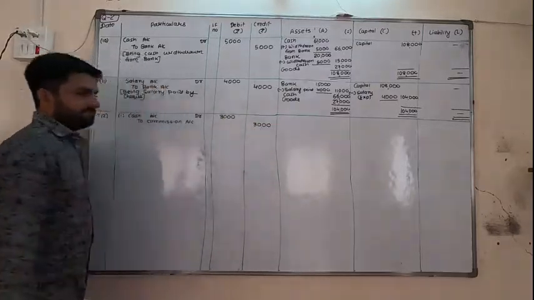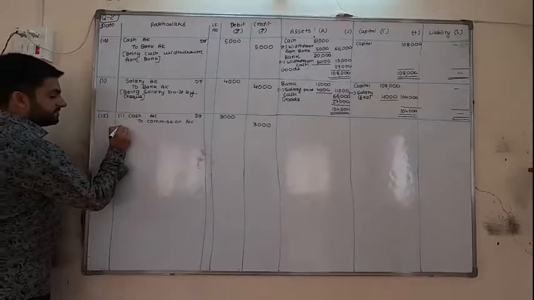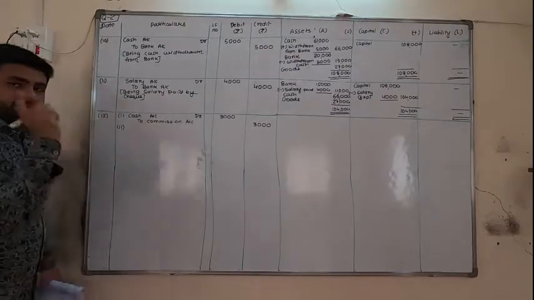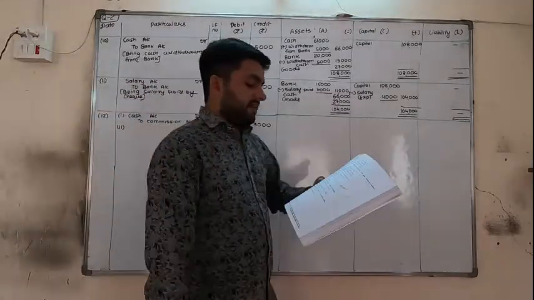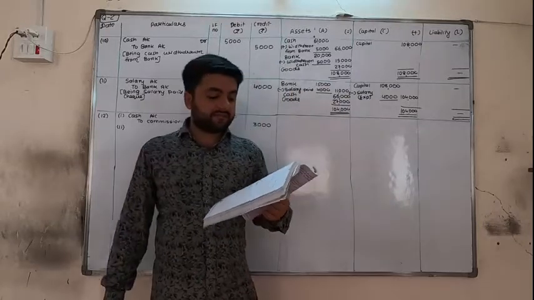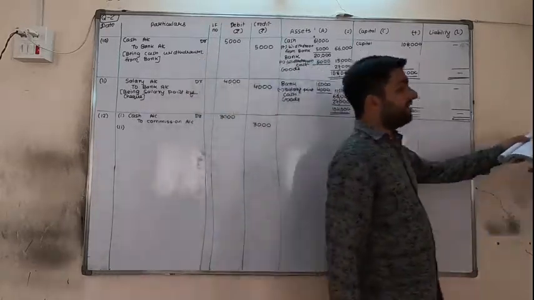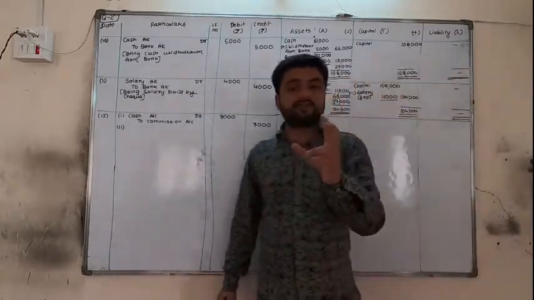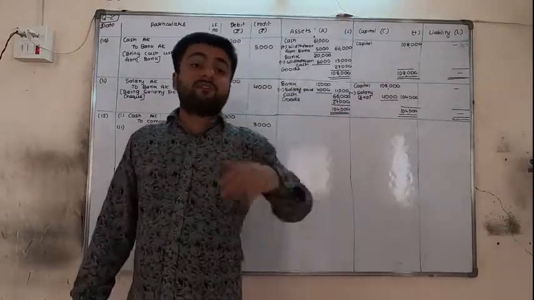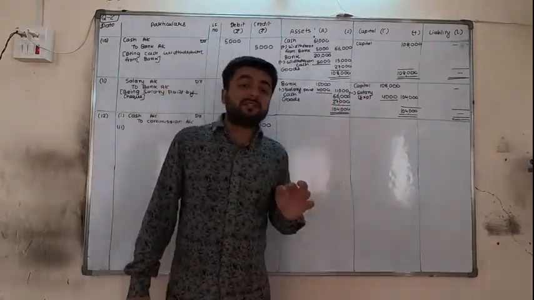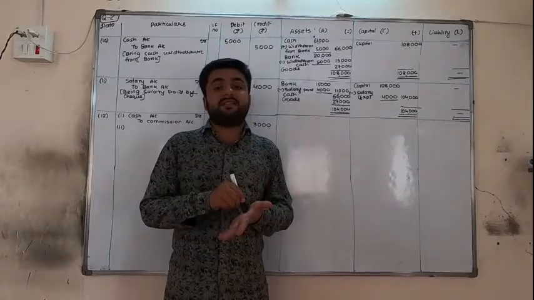3,000, 3,000. Now the second is similar to it. Why? Commission is received in cash of 3,000 and 2,500 is not received. It is outstanding, meaning it is not received. It will be receivable in future. And why is it receivable only? Because here commission is income.